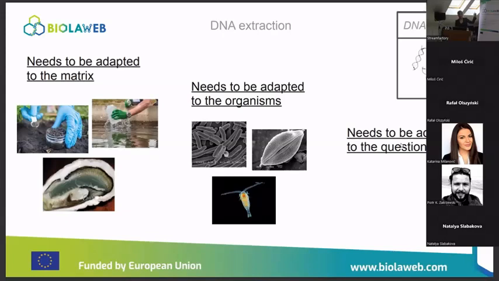So all these 3 steps need to be adapted to the matrix of your sample. You are not going to extract DNA the same way from a soil sample, from a water sample, or if you are targeting tissue of animals. Also, it needs to be adapted to the organisms you want to target. It won't be the same complexity to lyse a bacterial cell as compared to a diatom or a copepod, for instance. And it needs to be adapted to the questions. If you are interested in extracellular DNA or intracellular DNA, etc., it's at these steps that you will manage that.